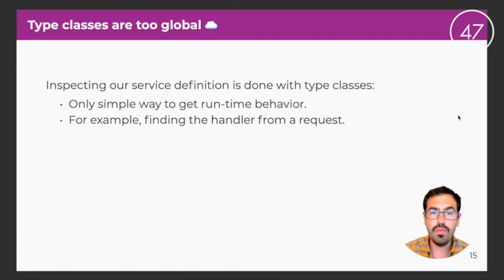The third problem is related to how we use type classes and how we define new type classes. There are actually two problems in one. So let me start with the first one. Inspecting the service definition, the fact that we have to match all of this, is done with type classes. Why type classes? Well, because that's the only way that Haskell allows us to do some compile time check, some compile time computation, which actually reflects into the term level. So we have some runtime behavior by using the elaboration. So think, for example, finding the handler for a request, where you actually want to do the search also at runtime to find which is the right handler.